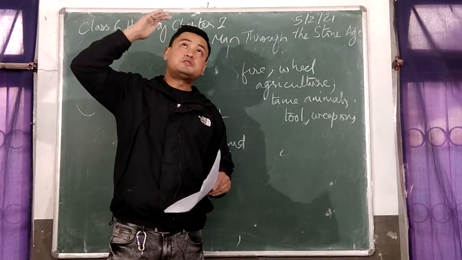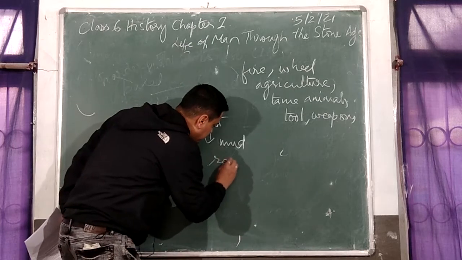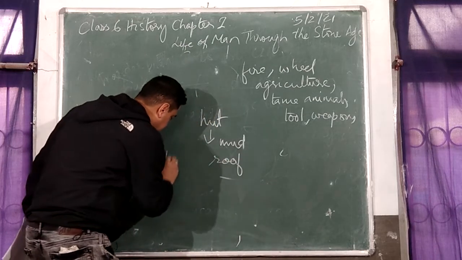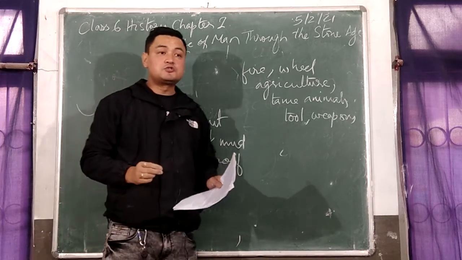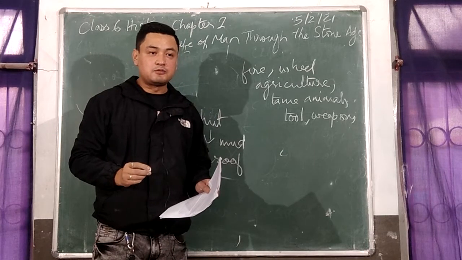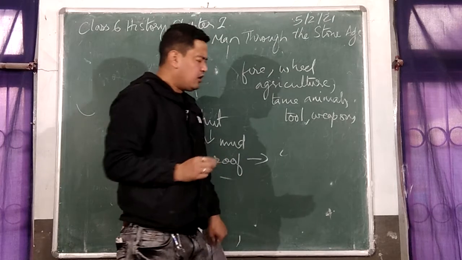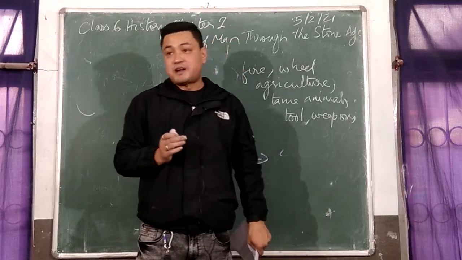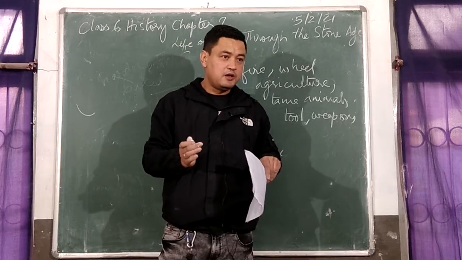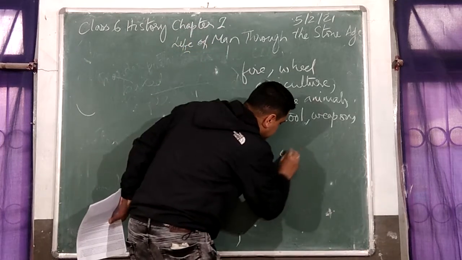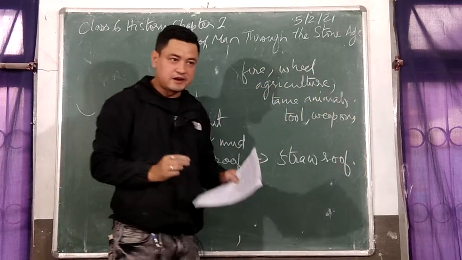But what was the roof made of? It was made of thatch. The roof was made of thatch, T-H-A-T-C-H-E-D. Thatched roof means straw, S-T-R-A-W. Straw in Nepali is called para. Are you understanding? In Nepali it is called para, but in Hindi I don't know. So it is called a straw roof.